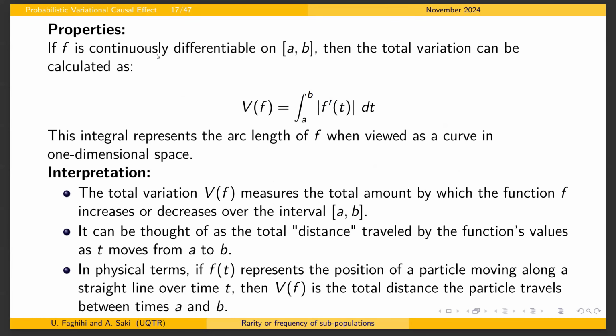For continuous variables, if f is continuously differentiable on the closed interval A and B, then the total variation is going to be something like this. This integral represents the arc length of f when viewed as a curve in one-dimensional space. So the total variation measures the total amount by which the function increases or decreases over the interval AB. It can also be thought of as the total distance traveled by the function's value as t moves from A to B. In physical terms, if f(t) represents the position of a particle moving along a straight line over time t, then Vf is the total distance the particle travels between times A and B.